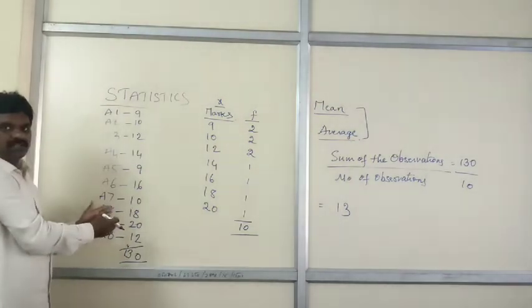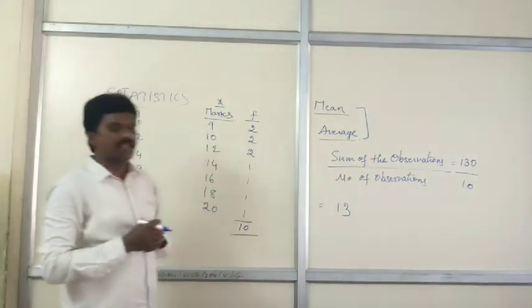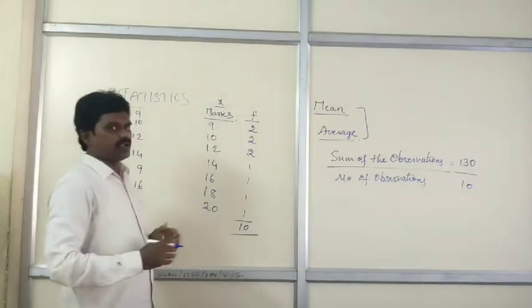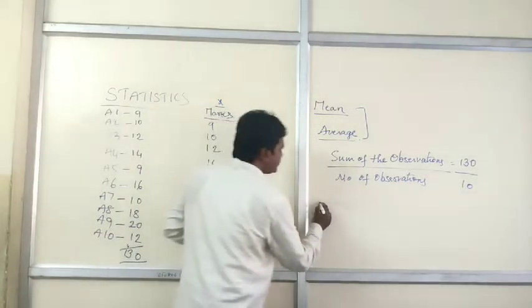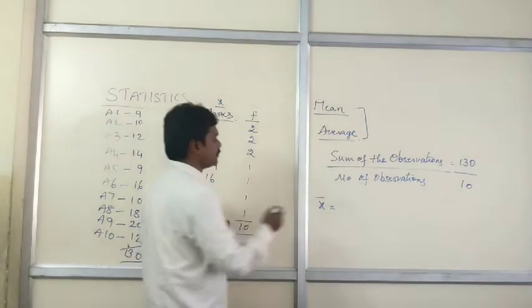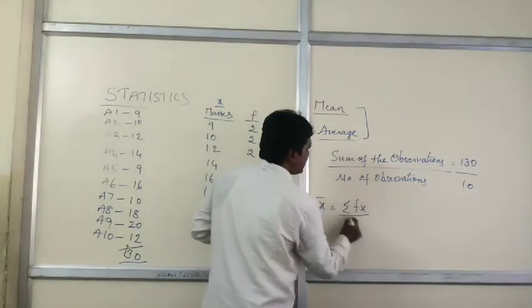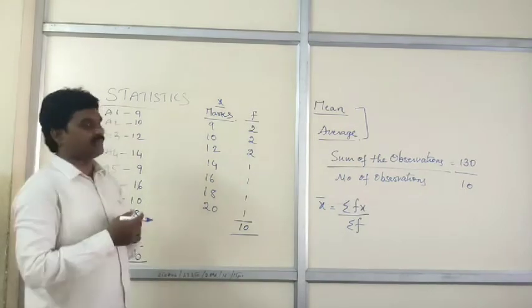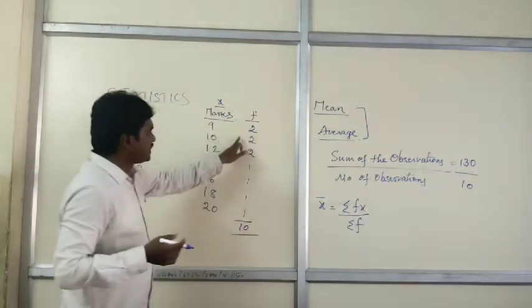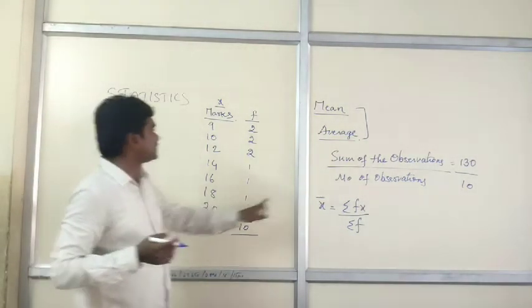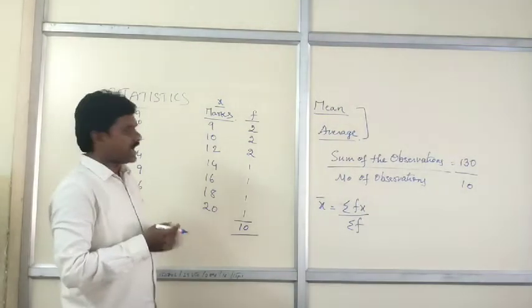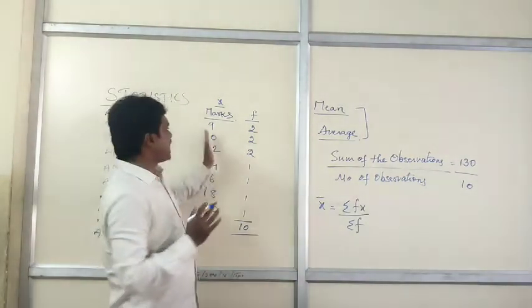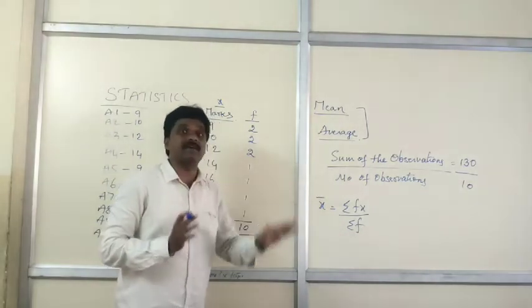So as per this, the formula is sum of observations by number of observations. The same, dear students, can be written as the average, denoted by x bar. The average is equal to sigma fx divided by sigma f. Observe this very clearly. What is fx? What is f? f is the frequency, the number of times each mark occurs, and x is the marks. And sigma f is the total observations, how many times they are repeated, which is the number of observations.